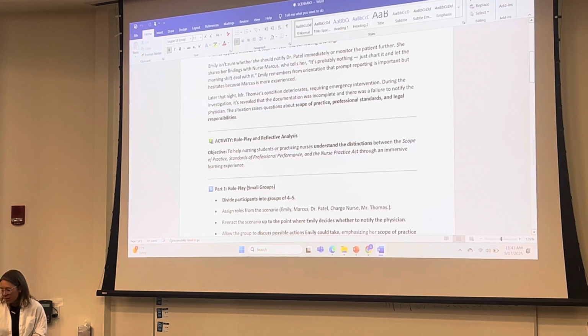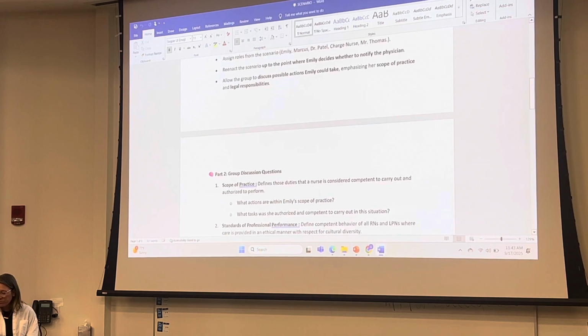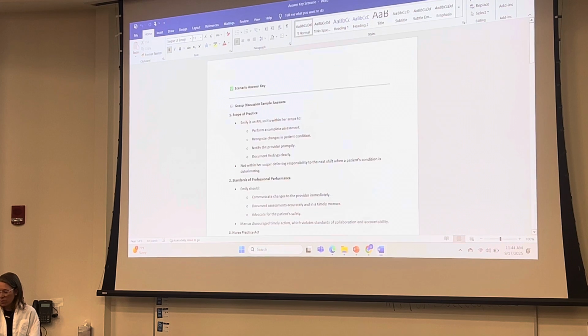So you're supposed to split up and act out the scenario, and then there are some questions. Our first questions here are on scope of practice: defining those duties that a nurse is considered competent to carry out and authorized to perform. What actions are within Emily's scope of practice? What task was she authorized and competent to carry out in this situation? Yours should look a lot like this.